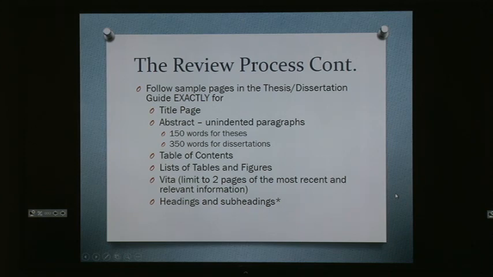And then the vita is at the end, and limit it to no more than 2 pages of the most recent and relevant information. So if you have a resume or a curriculum vita that you've been building, you need to rework that for this. It's going to be in the exact format that is shown in the thesis guide, and it needs to be a condensed version to just most recent and relevant info, no more than 2 pages. So that's something that you'll need to rework there.